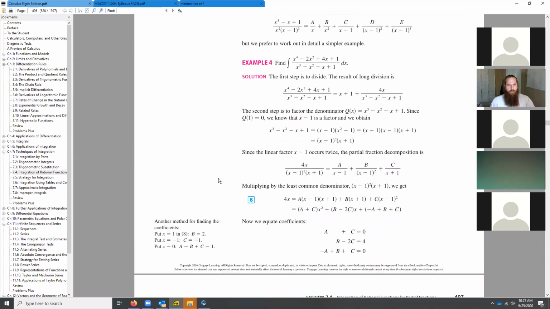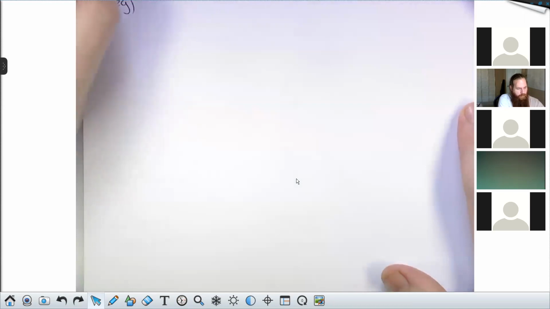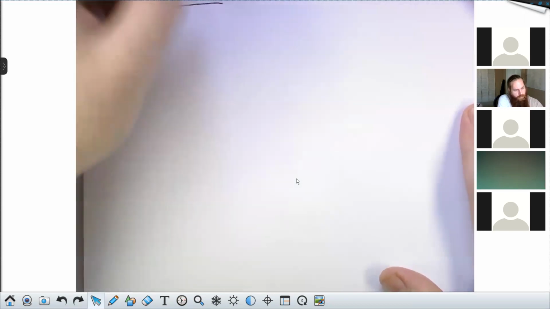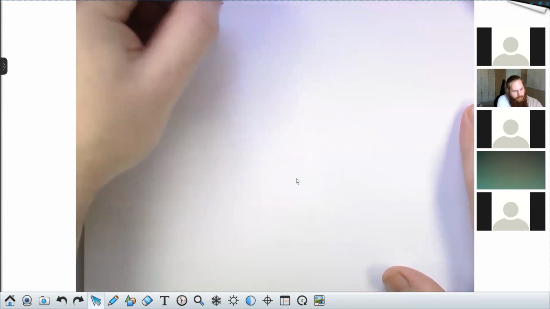Yeah, this is good. Let's do this. We're going to take this problem from this step. So we're going to integrate 4x over x minus 1 squared times x plus 1. So a full-blooded example: the integral of 4x over x minus 1 squared times x plus 1 dx.